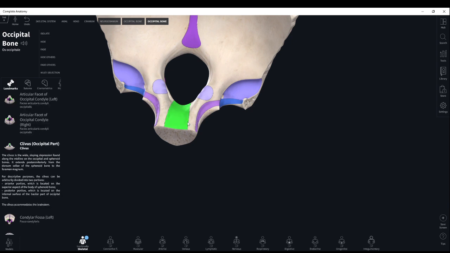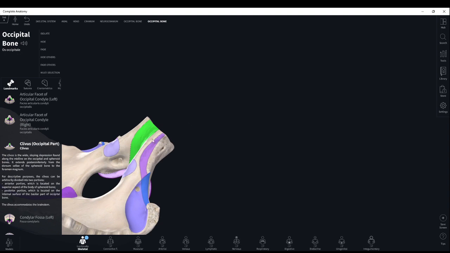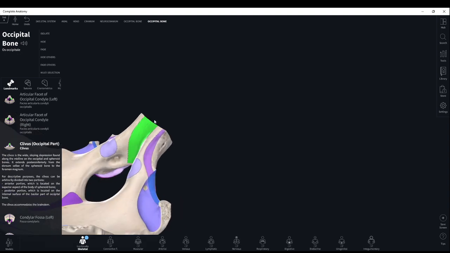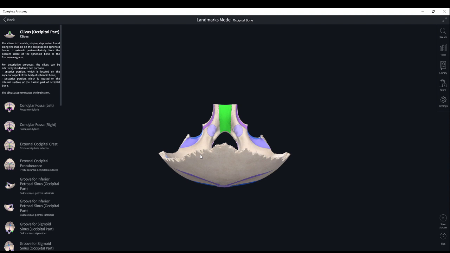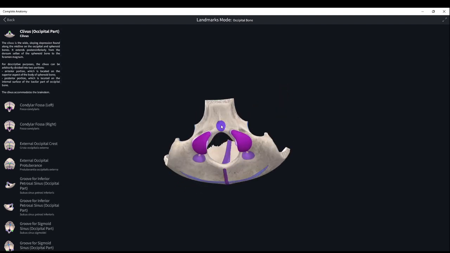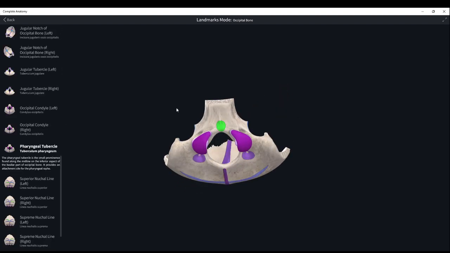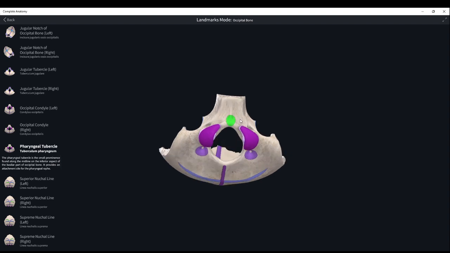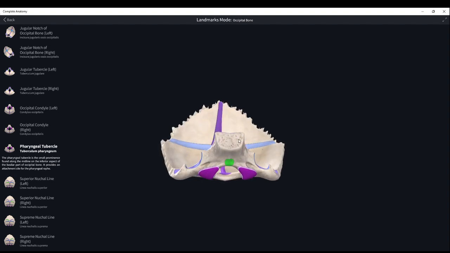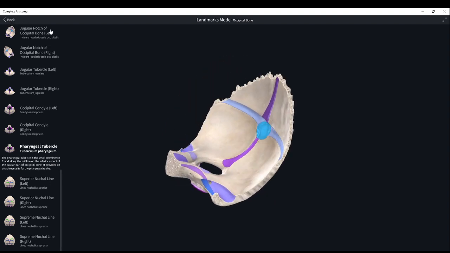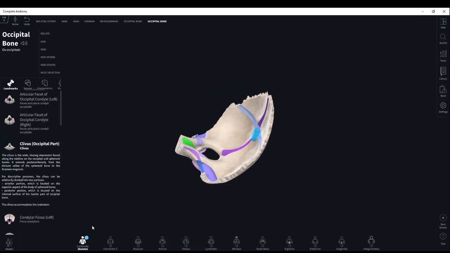On the basilar part, on the internal surface, you have one structure called the clivus, which is soft and smooth, and the brainstem projects onto it. On the external surface of the basilar part, we also have only one structure, called the pharyngeal tubercle, tuberculum pharyngeum, where the muscles of the pharynx attach. That is the occipital bone.